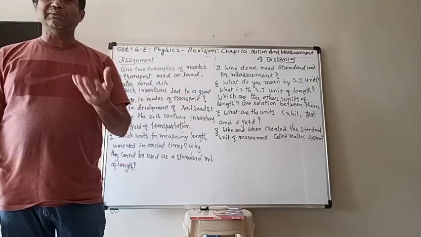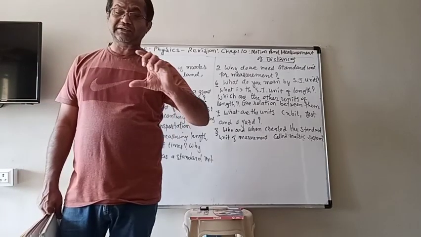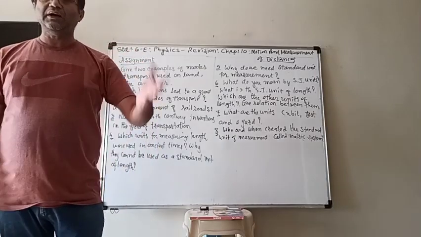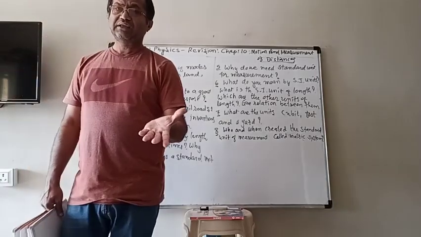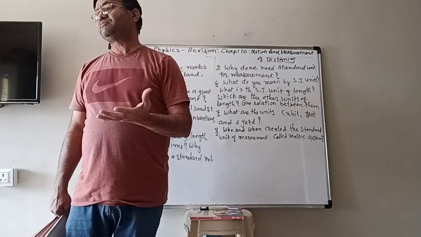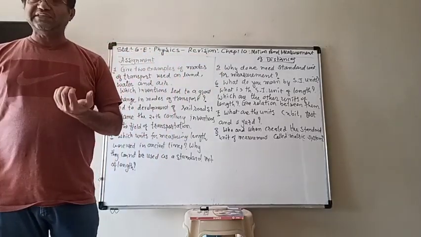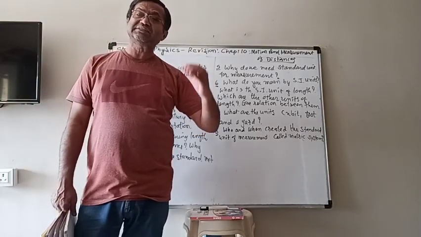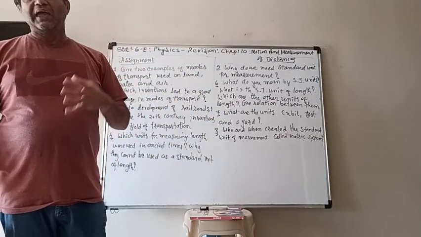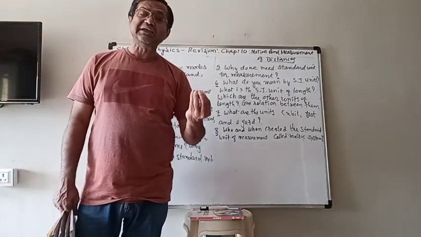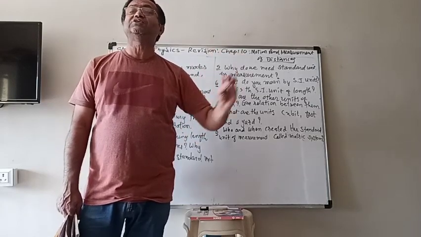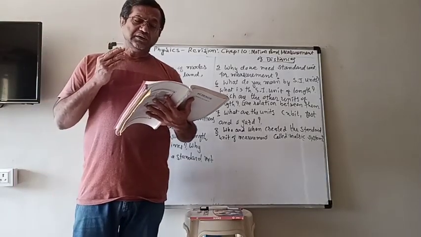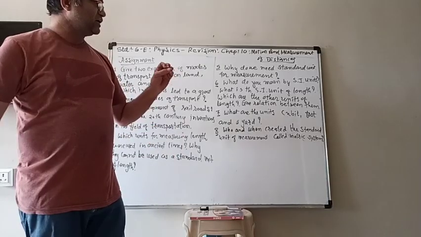If a child measures, the device length is smaller, so the measurement will be more. But if a bigger person measures, then because of the big arms, the measurement will be smaller. And thus, there will be a problem in accepting what the perfect answer is. And so, we need a particular standard unit of measurement.